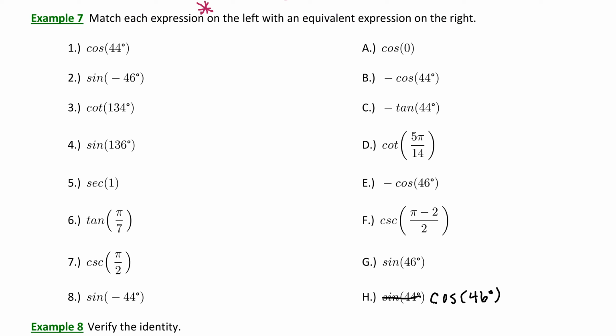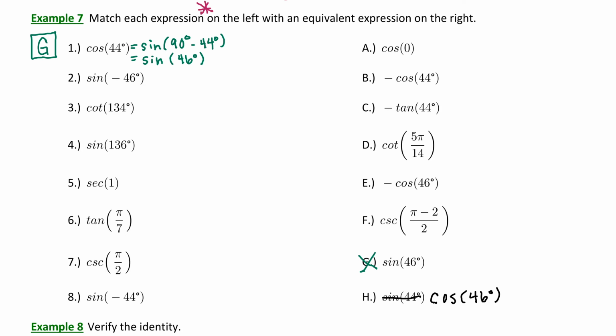So our goal in example 7 is to apply our cofunction identities and match it up with something equivalent on the right. So cosine of 44 degrees can be written as sine of 90 degrees minus 44 degrees. Notice I've switched from cosine to sine, and I'm subtracting the angle from 90 degrees. Sine of 90 minus 44 becomes sine of 46 degrees. And sine of 46 degrees is down here in option G.